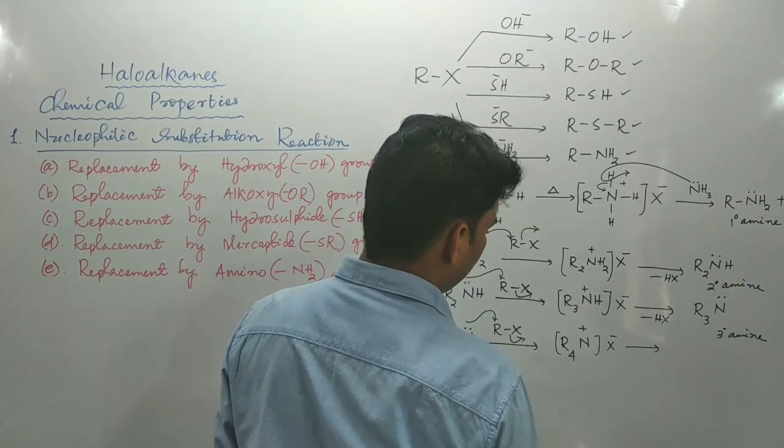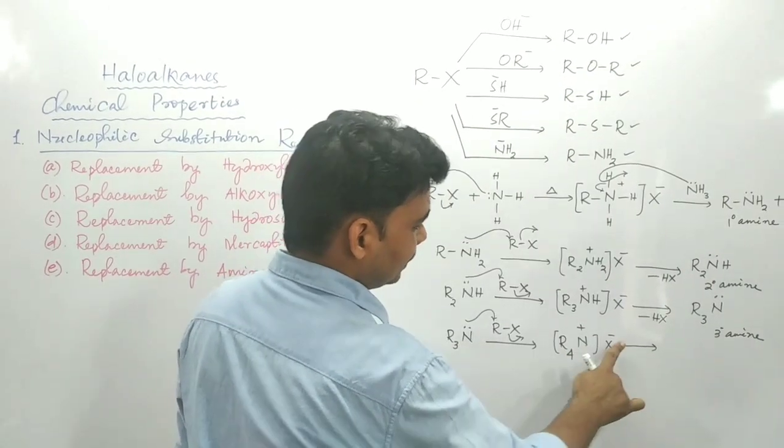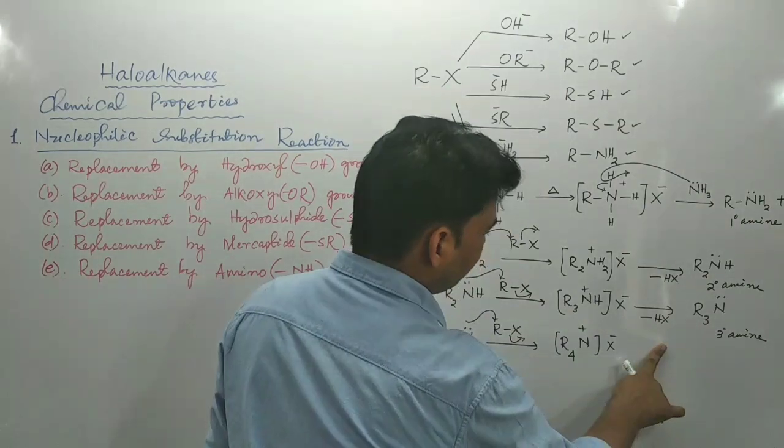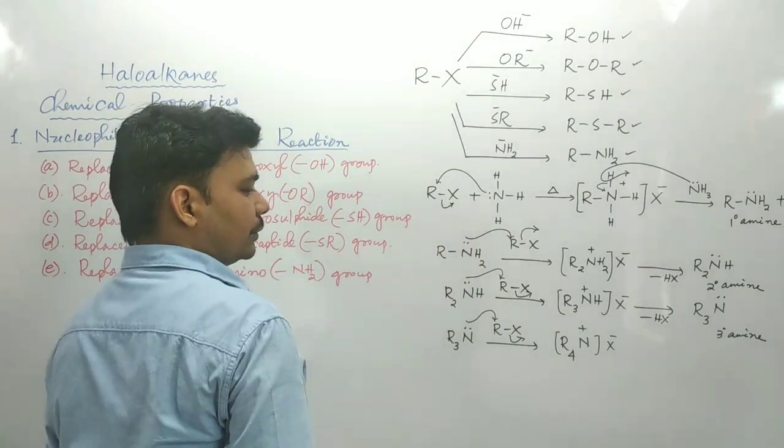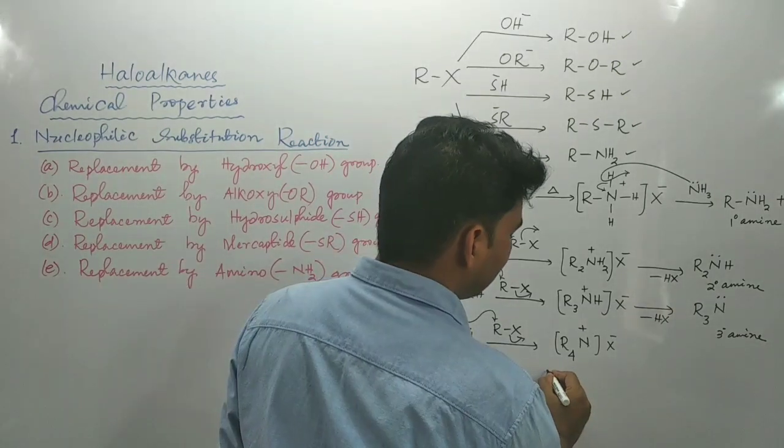Exactly, no acidic hydrogen is left. For that reason, this would be your final product. Okay. The further step is not possible. This is called quaternary ammonium salt.